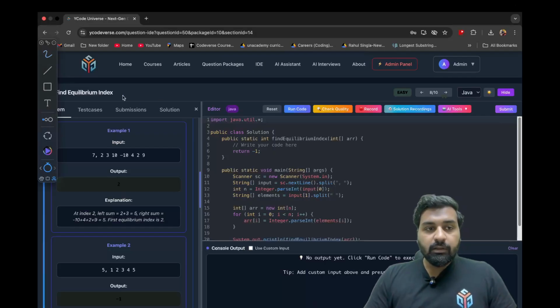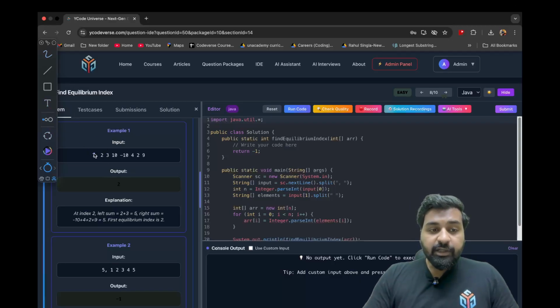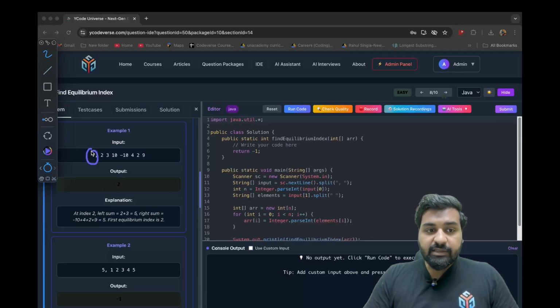Okay, now let's come back here. Here you can see another example. As I told you, there can be negative elements as well. Here you can see you have 7 as the size of the array, and these are all the elements in the array: 2, 3, 10, minus 10, 4, 2, 9. Which can be the equilibrium index? It is saying the second index is the equilibrium index. So this is 0, this is 1, this is 2, this is 3, this is 4, this is 5, this is 6. Second element, that means 10.